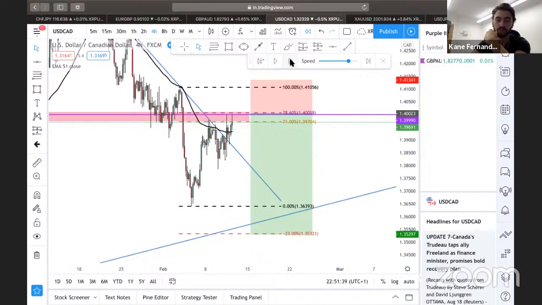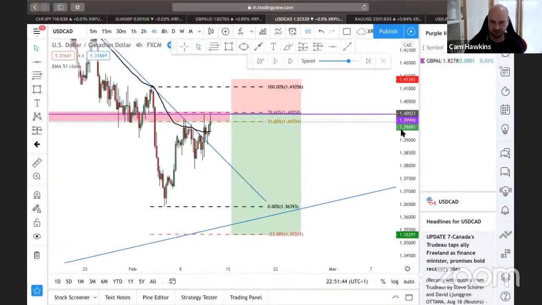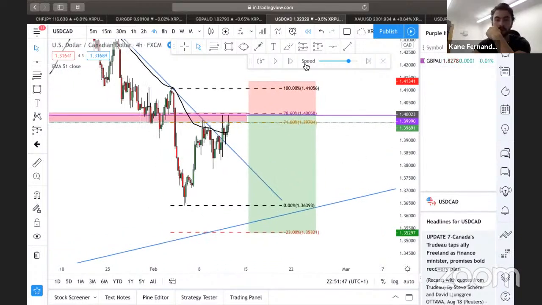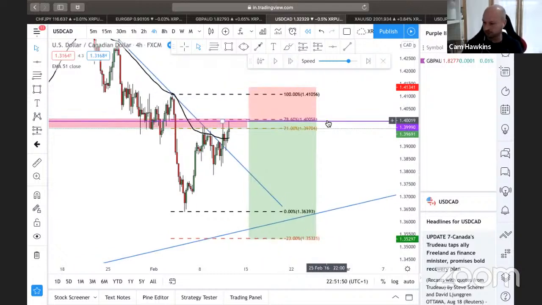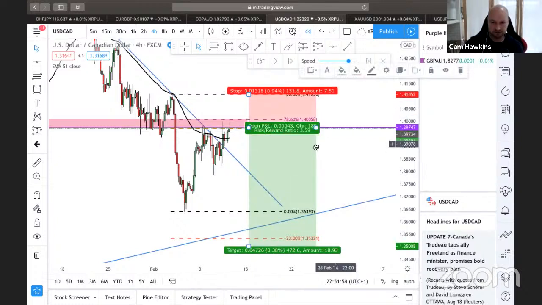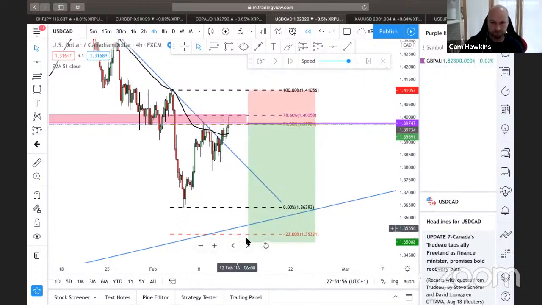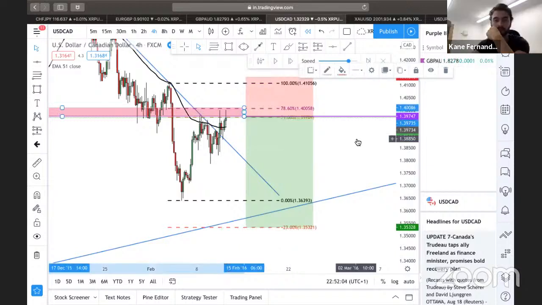Not yet. Yeah, I probably would have entered it around about here. So you're entering it at the close of this 4 hour. Yeah, probably. Okay. So do you want to move the boxes so that we can see the proper R? 2.8. Okay.